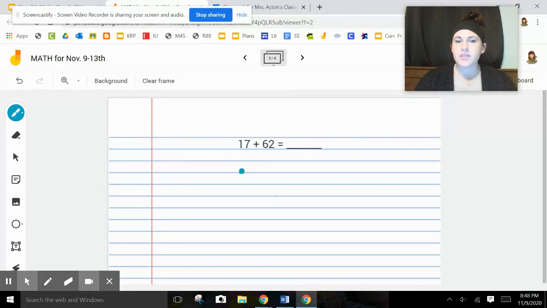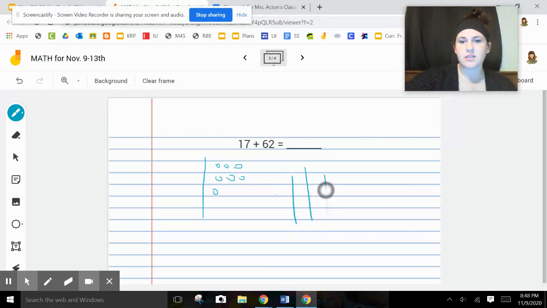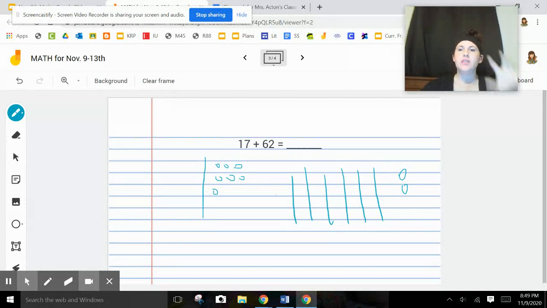So I've got the number 17. So 17 has 1 ten stick and 7 ones. That's what I'm going to write. Then my next number is 62, which has 6 tens and 2 ones. Now, I put these two side by side. I'm going to show you why that is what you do not want to do, okay?